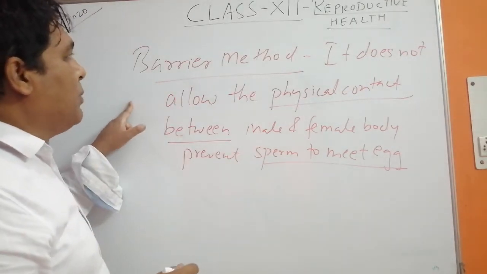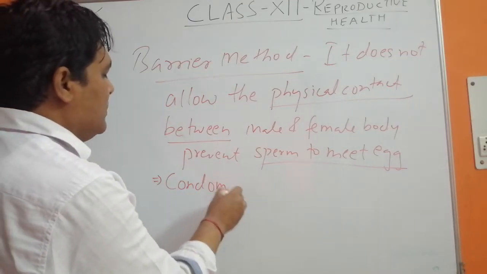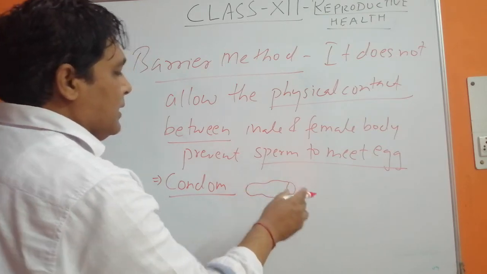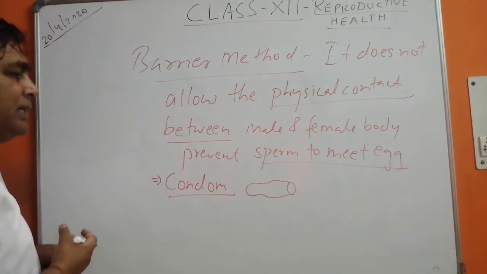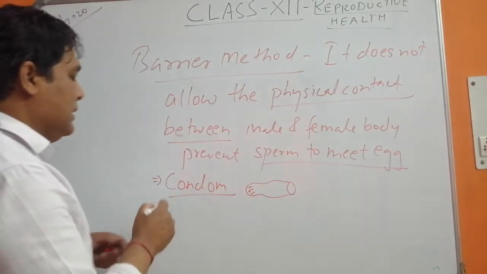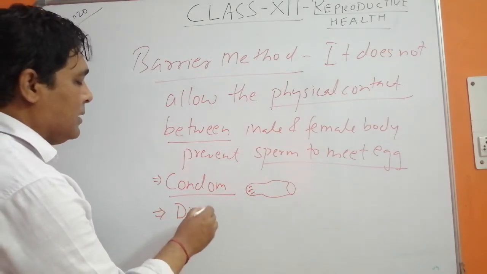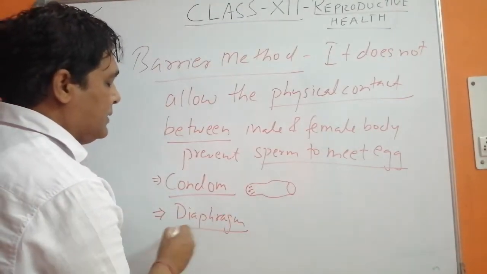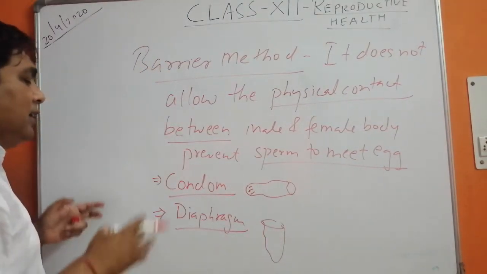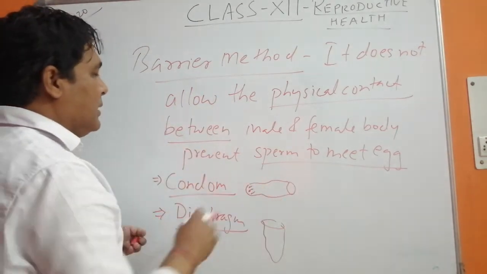So this is a very important method. It includes the male condoms. They are rubber-like structures placed on the penis, and they keep the sperms inside. Second is the female diaphragm. The female diaphragm is also a rubber-like structure. It is put in the vagina, and it also stops the contact. So these are the two important methods.